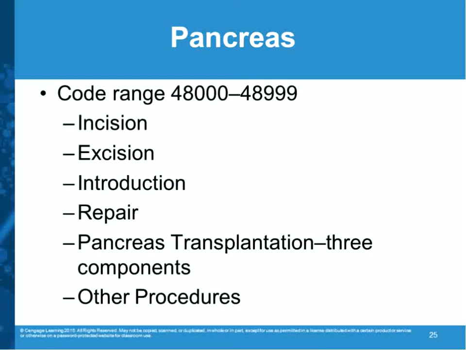That takes us to the pancreas. That starts with code 48000. And you have three incision codes, placement of drains for pancreatitis, and removal of a calculus. And you got your excision, that's your biopsies, your resections, your pancreatectomies. You got subtotal, total pancreatectomies. Your introduction, it just has one add-on code. That's your 48400 for injection procedures.